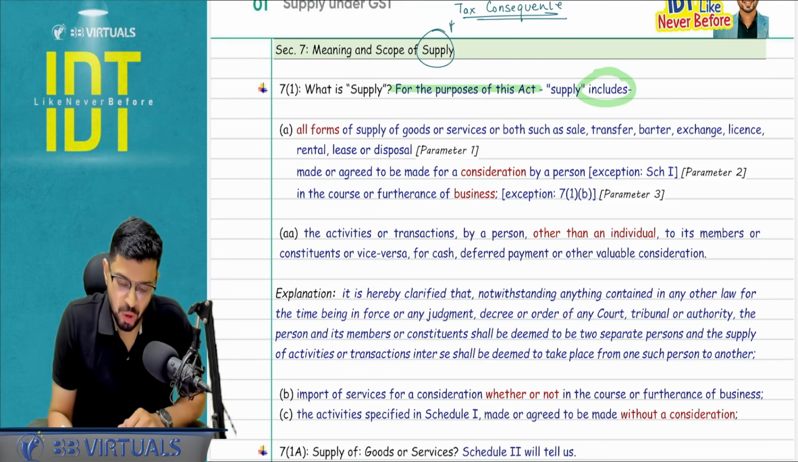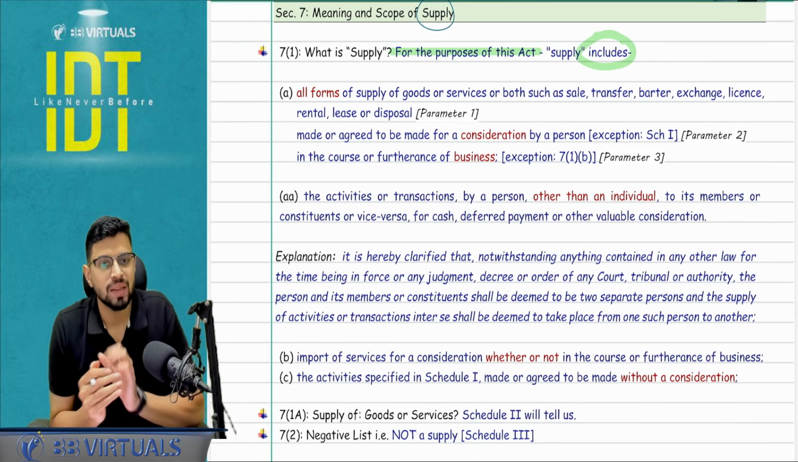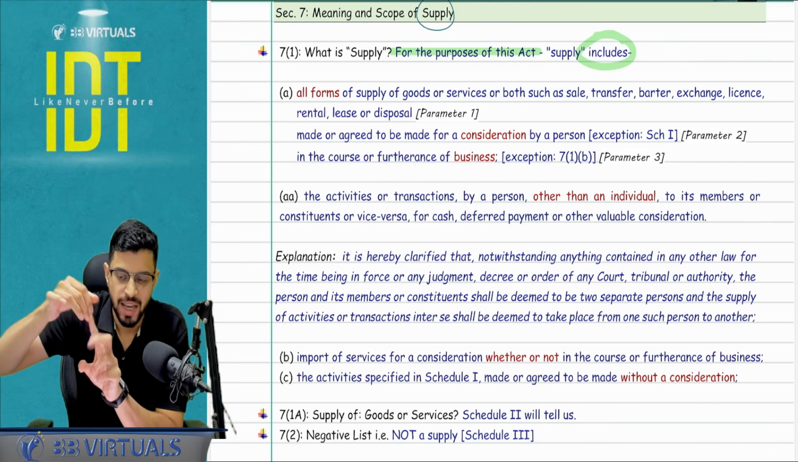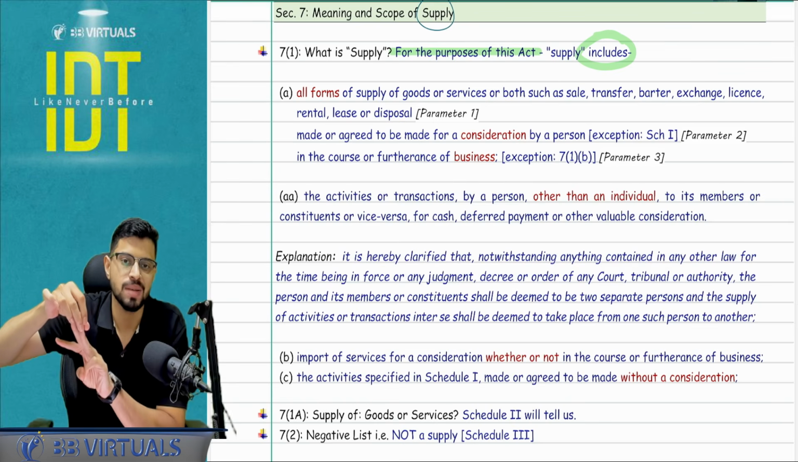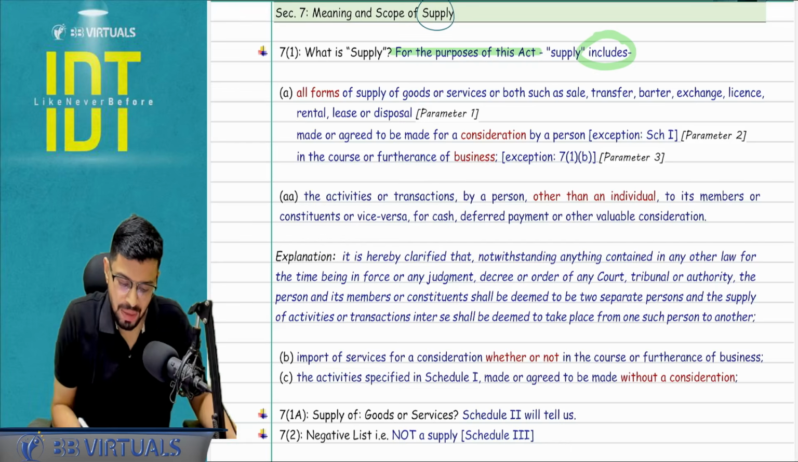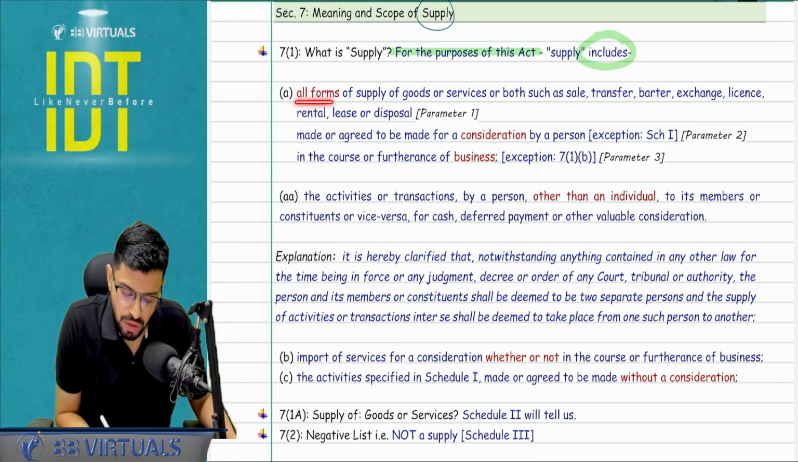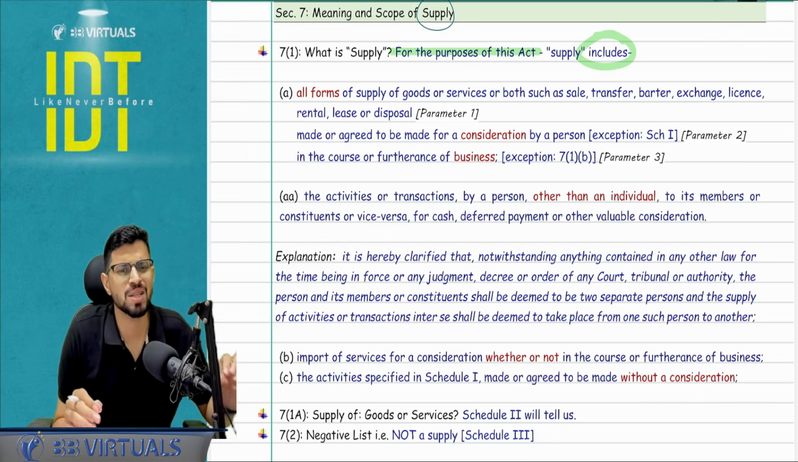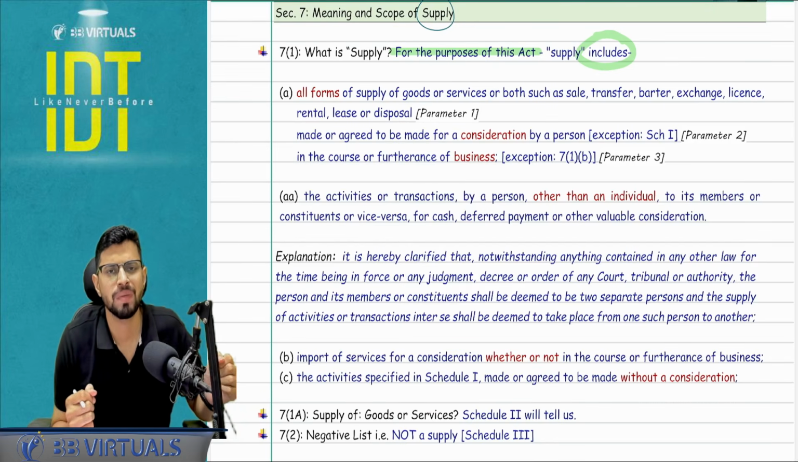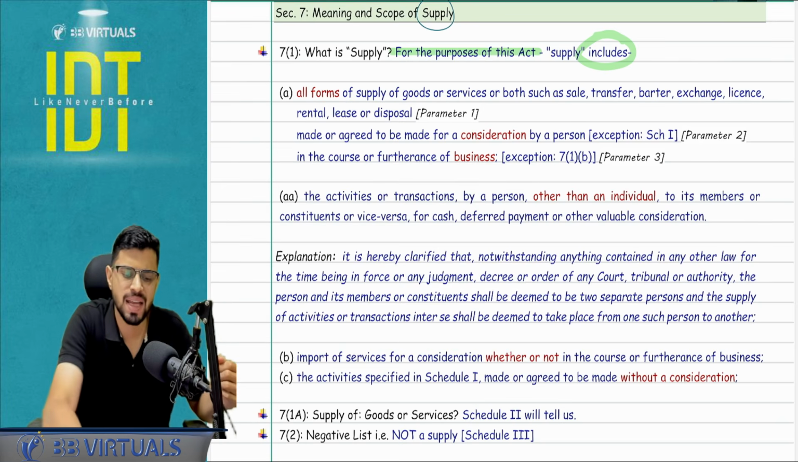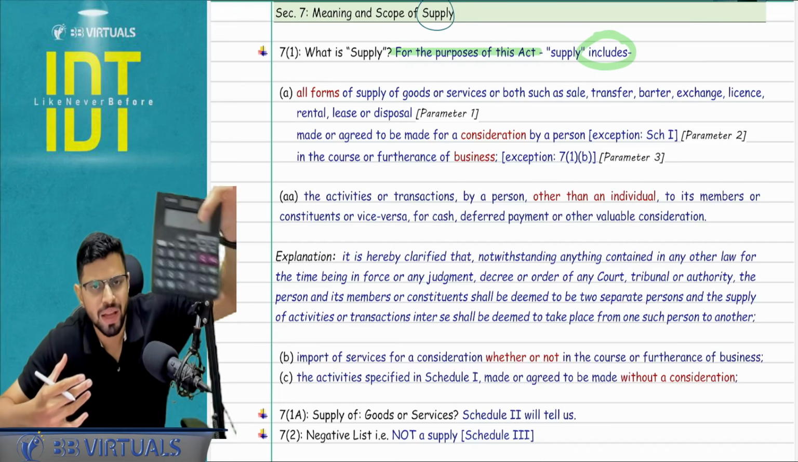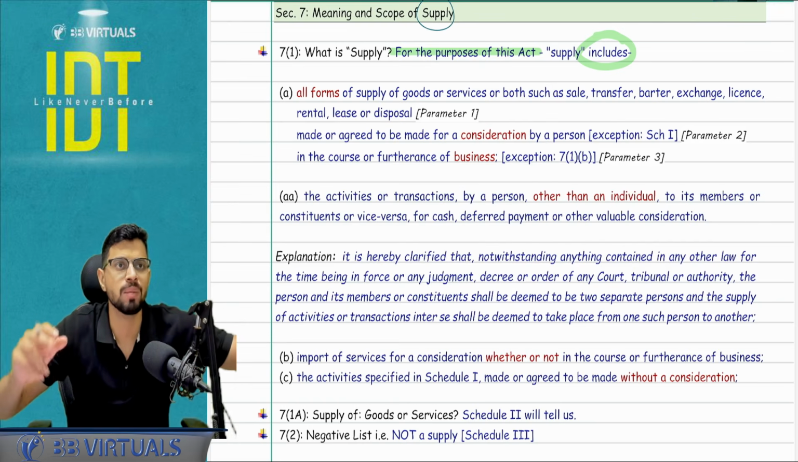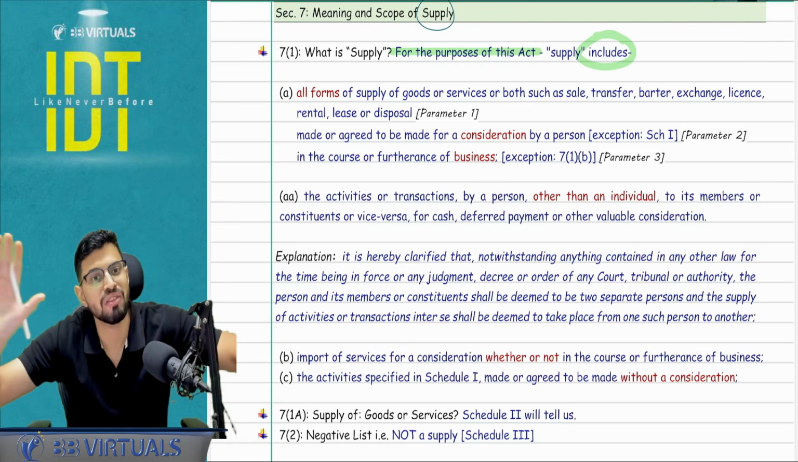Okay, so it includes clause number A, the three basic parameters of supply. Yesterday I have told you it should be goods or services, it should involve a consideration, and it should involve business. So let's see. Parameter number 1. It includes all the forms of supply. Sir, what are the forms of supply? Forms of supply is just what is the type of transaction you are entering into. I am giving you services. Let's say I am giving you a calculator. So I am selling you the calculator, or maybe we are entering into a barter transaction, or maybe we are entering into some kind of a rental agreement.